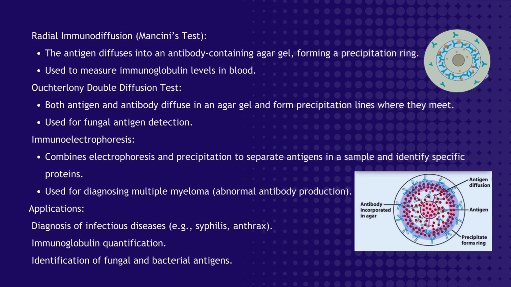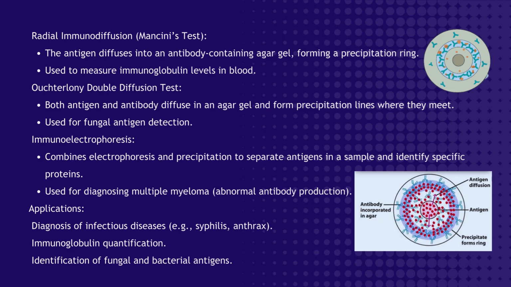Radial immunodiffusion, Mancini's test: The antigen diffuses into an antibody-containing agar gel, forming a precipitation ring. Used to measure immunoglobulin levels in blood. Ouchterlony double diffusion test: Both antigen and antibody diffuse in an agar gel and form precipitation lines where they meet. Used for fungal antigen detection.